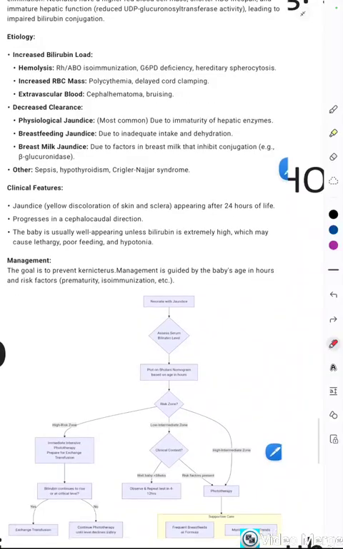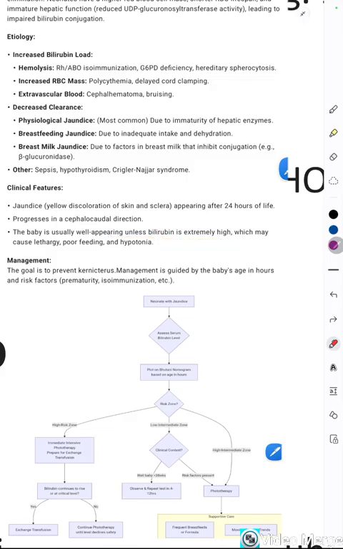Then the clinical features will be jaundice, that is yellowish discoloration of the sclera and the mucous membranes. Apart from that, the skin. If it happens after 24 hours of life, it's a physiological jaundice. Within 24 hours of life, involving palms and soles, and if the total serum bilirubin rises by more than 5 milligrams per day, then that's a pathological jaundice. Always the jaundice progresses in cephalocaudal direction. The baby is usually well appearing unless bilirubin is extremely high.